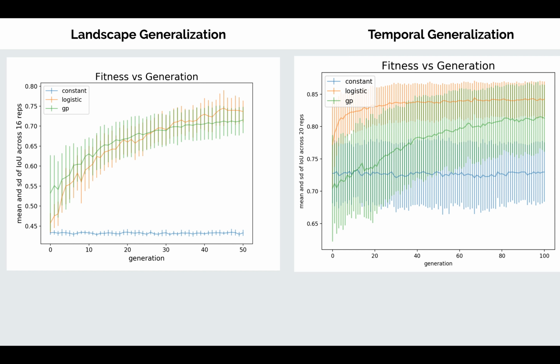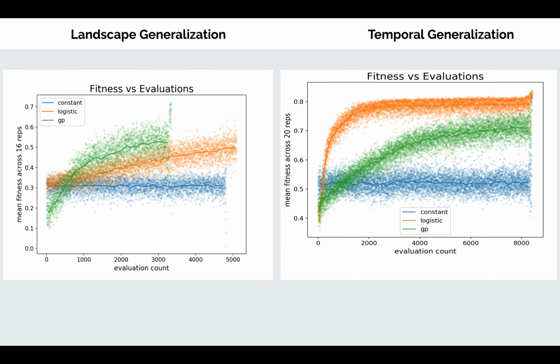We see the difference in scale across the y-axis for both models because it's just hard. It's a harder problem for the genetic program to generalize well to multiple landscapes than it is for it to predict single neighbors that are going to catch on fire.